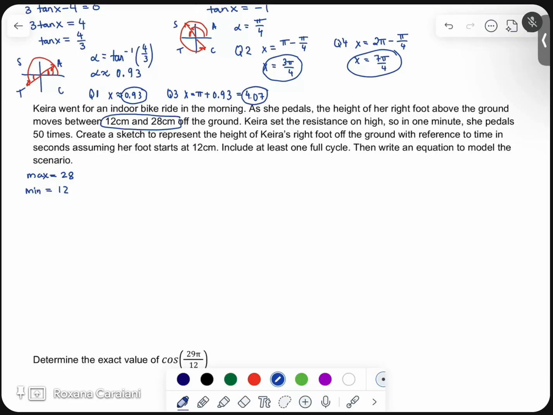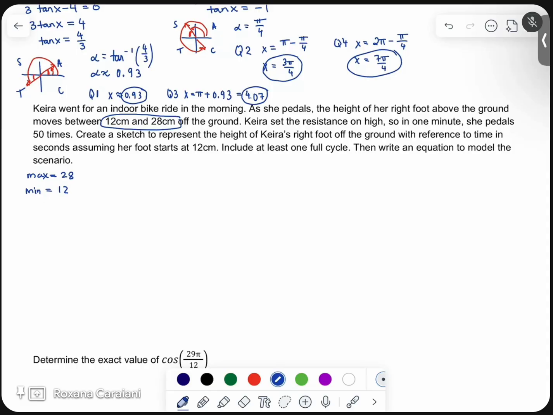Okay. Kira sets the resistance on high, so in 1 minute she pedals 50 times. Create a sketch to represent the height of Kira's right foot off the ground with reference to time in seconds, assuming her foot starts at 12 centimeters. Include at least one full cycle, then write an equation to model this scenario.